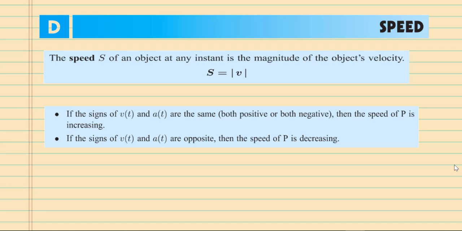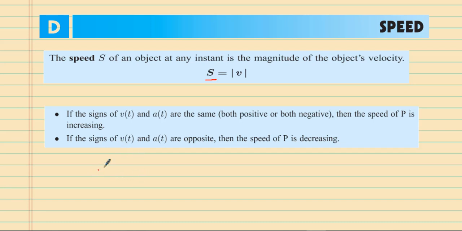Part D is about the speed. So what was the difference between speed and velocity? In speed, we don't have directions. Just the absolute value of the velocity will give us the speed. So in this part, we are going to see whether our speed is increasing or decreasing.